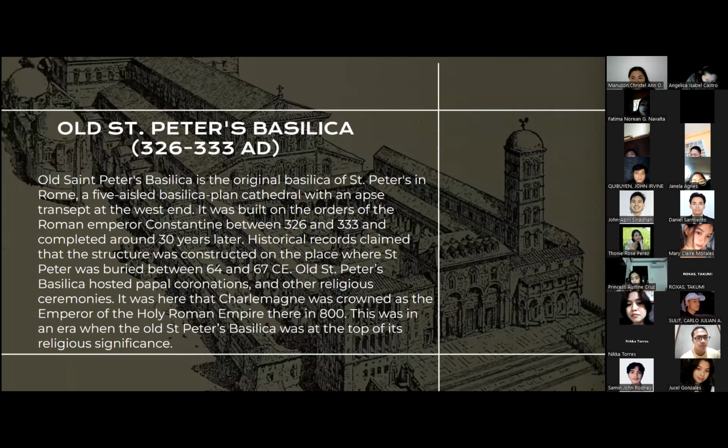So yun yung time lapse na yun yung kung kailan naka-buried siya. Thus, Old St. Peter's Basilica hosted papal coronations and other religious ceremonies. It was there that Charlemagne was crowned as the Emperor of the Holy Roman Empire in 800. This was the era when the Old St. Peter Basilica was at the top of its religious significance.